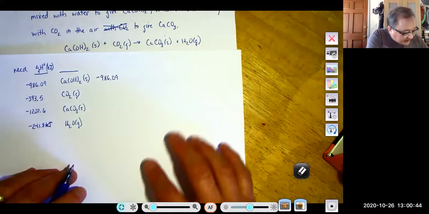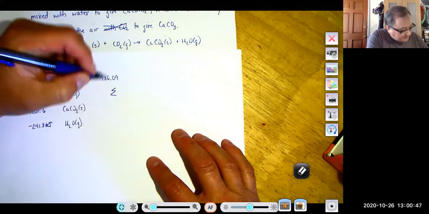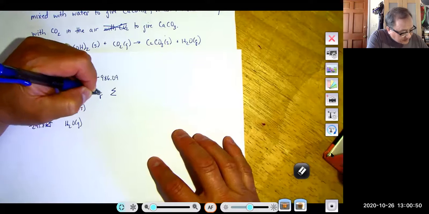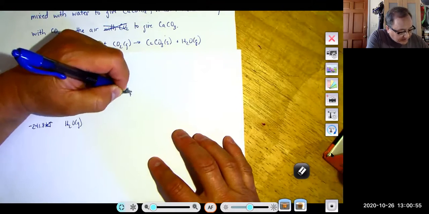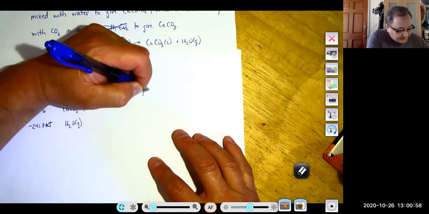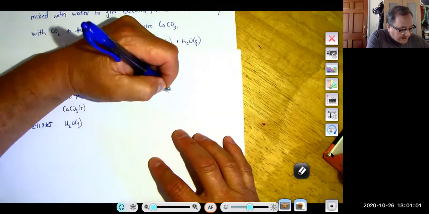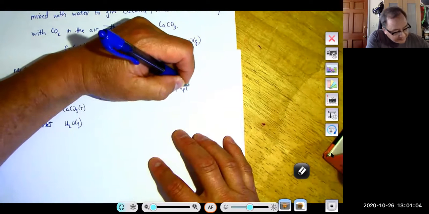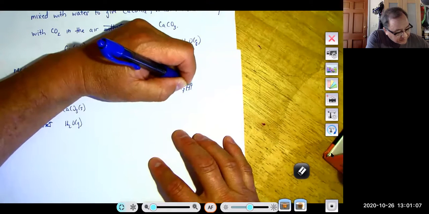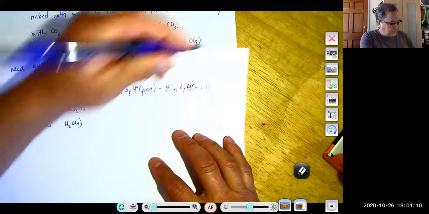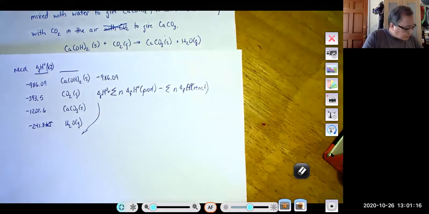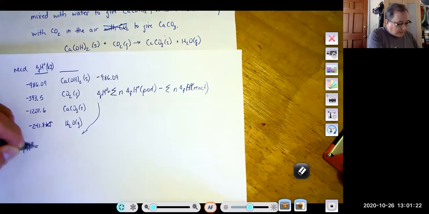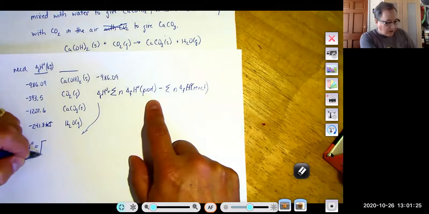And the way we do this problem is this. The enthalpy of reaction is equal to the sum of n times the enthalpy of formation of the products minus the sum of n times the enthalpy of formation of the reactants. So I'm going to bring this down here because I'm going to need the room to do this. So the way this looks is this way. The enthalpy of the reaction is equal to, I'm going to do the products first because they are first.